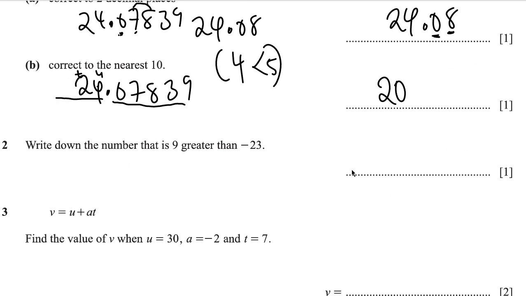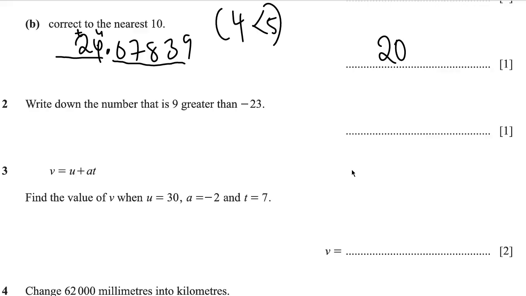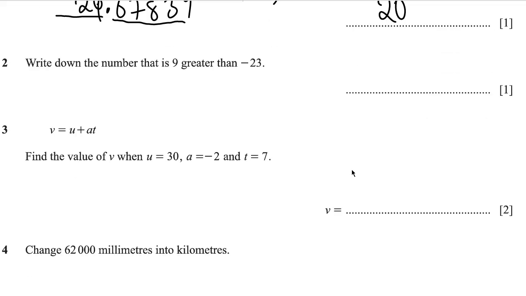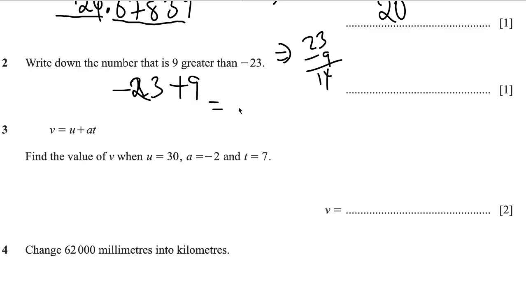Okay, let's look at question 2. It says write out the number that is 9 greater than negative 23. 9 greater than is simply an addition. That's negative 23 plus 9, which is very simple to evaluate. All you need to do is evaluate 23 minus 9, which is 14, and then attach a negative sign. That's negative 14. Negative 23 plus 9 is the same as 9 minus 23, which is simply the negative of 23 minus 9.